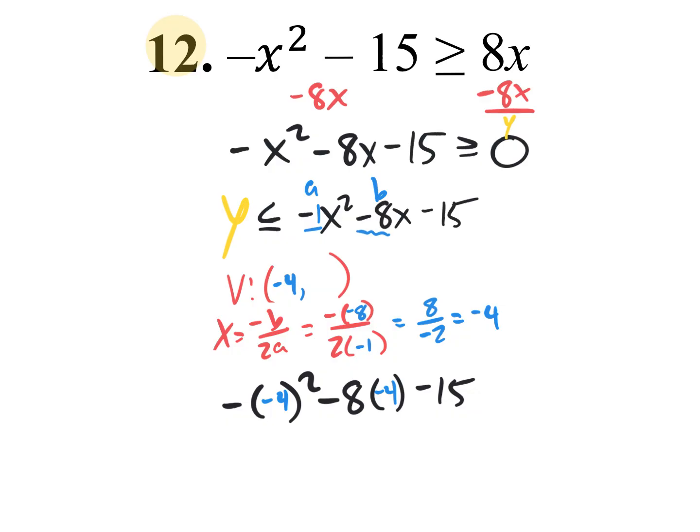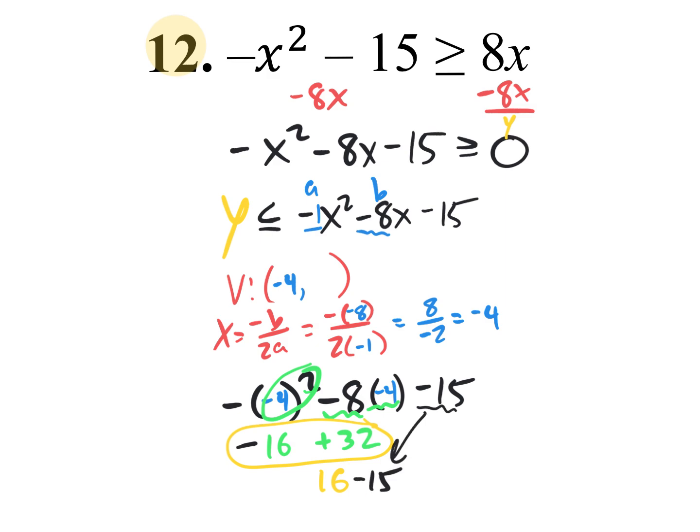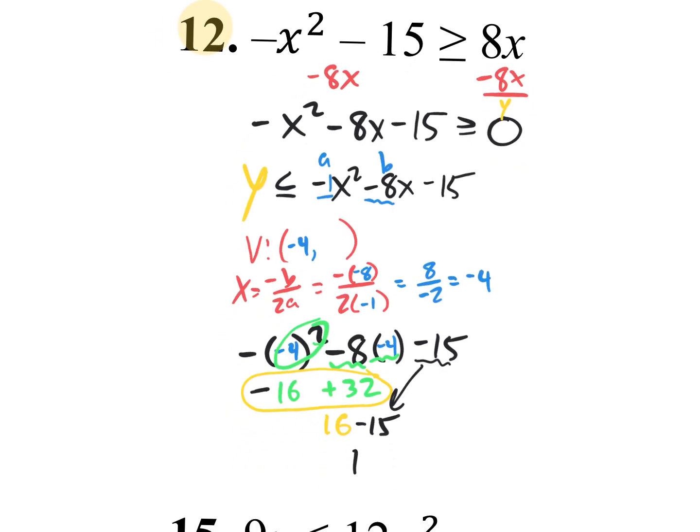So make sure you do this math either on a calculator or you're very careful, because you have to do the exponent first. You have to do negative 4 times itself, which is positive 16. But that negative sign that's on the outside has to come down in front of it, and it changes it back to a negative 16. And then when you do negative 8 times negative 4, that's a positive 32. And then when you combine negative 16 and 32, you get a positive 16. And then you bring down this minus 15, and 16 minus 15 is 1. So we just found that the y value of our vertex is 1.